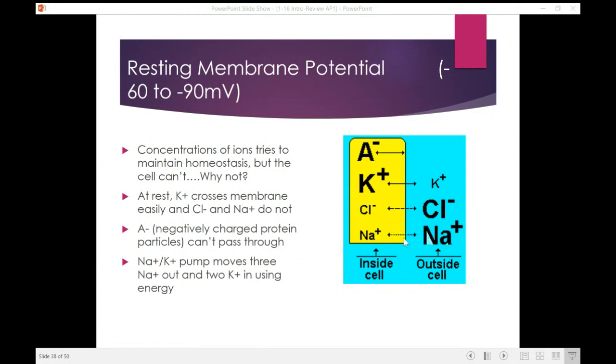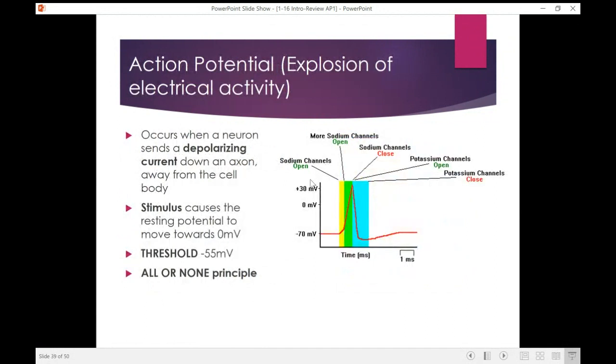So what happens then is that we have this sodium-potassium pump. The sodium-potassium pump is going to move 3 sodium out and 2 potassium in using energy. Then we get an action potential, and this is an explosion of electrical activity, and it occurs when a neuron sends a depolarizing current down an axon away from the cell body. Remember, we get the stimulus, and it's going to cause the resting potential to move towards zero.